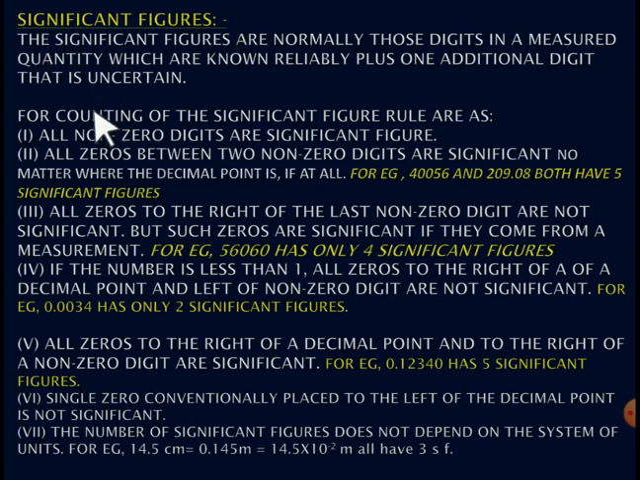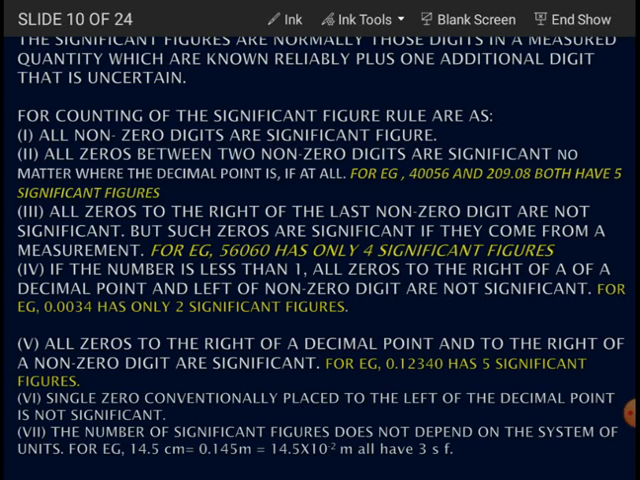Got it? So there are some rules for counting these significant figures. What are those rules? Let's see. All non-zero digits are significant figures. All non-zero digits means numbers which don't have any zero. For example, 2345. These don't have any zero in any digit. So we will say that this number 2345 has four significant figures. Got it? In that way.